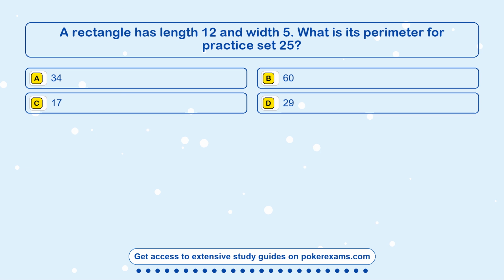Question 17. A rectangle has length 12 and width 5. What is its perimeter for practice set 25? Option A 34. Option B 60. Option C 17. Option D 29.